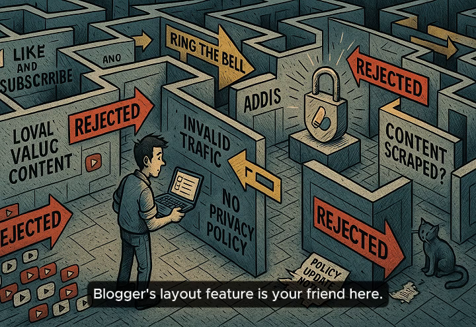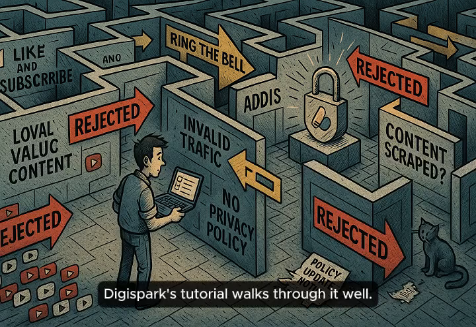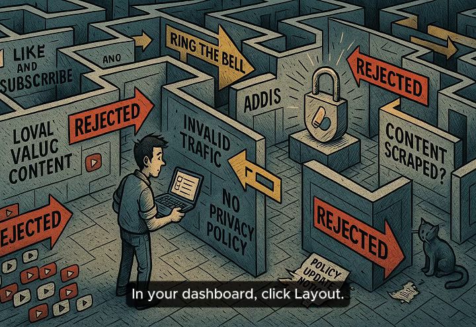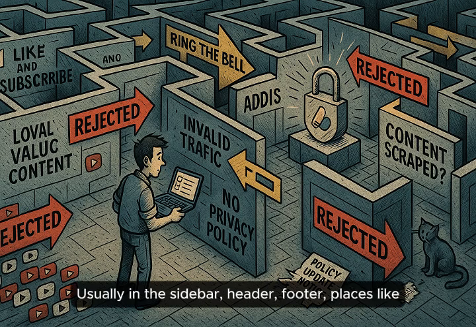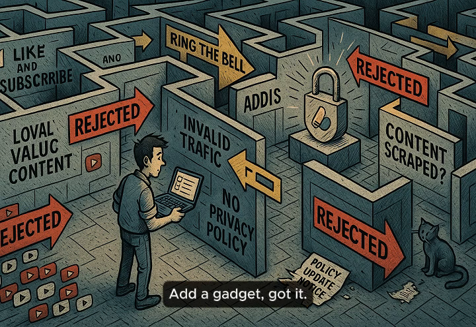Blogger's layout feature is your friend here. DigiSpark's tutorial walks through it well. In your dashboard, click Layout. Okay, layout. Then look for spots that say Add a Gadget, usually in the sidebar, header, footer, places like that. Add a gadget. Got it.